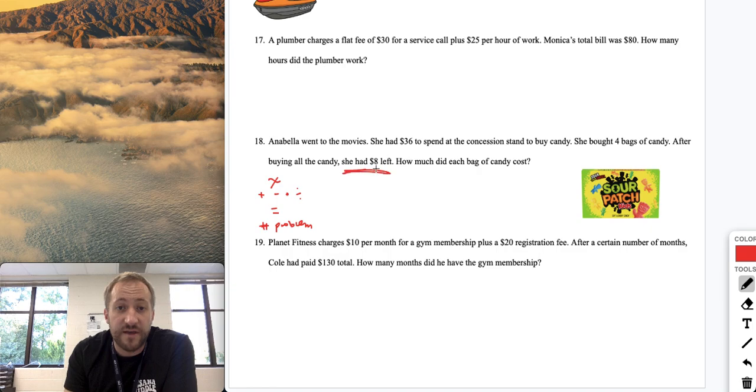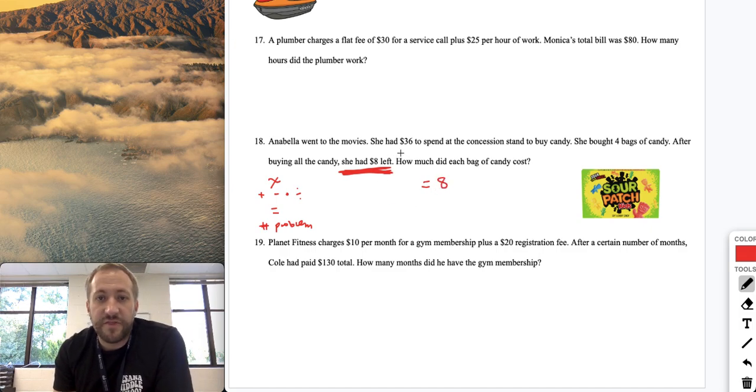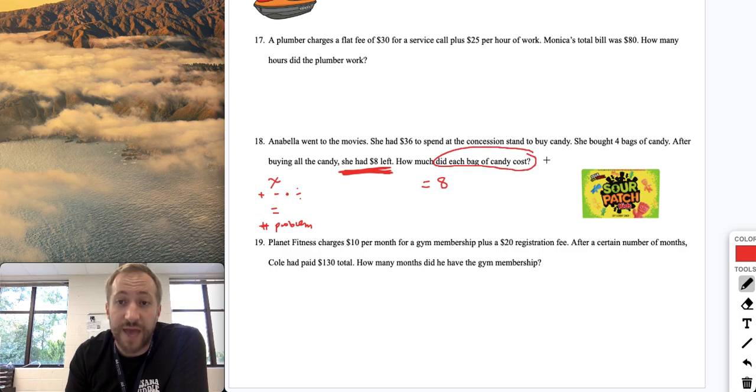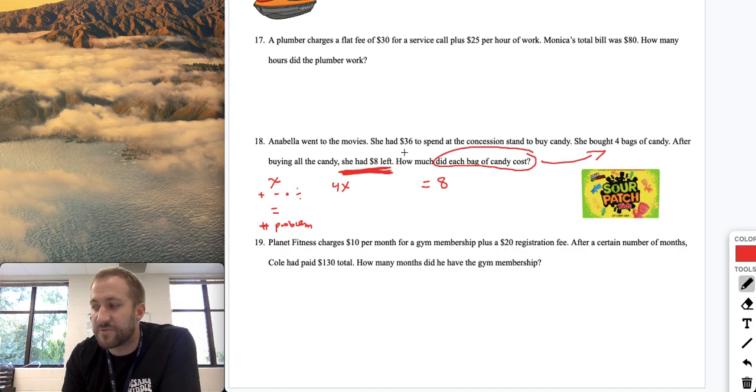She had $8 left. Some of this is just going to use your logic skills, right? She had $8 left. So no matter what, this has to equal $8. That's how much she has left. $36 to spend. She bought 4 bags of candy. How much did each bag of candy cost? Remember, the variable answers the question. X is going to tell me how much each bag cost. So I'm going to go ahead and put it with the bags of candy. So 4X. And then I have this 36 right here.